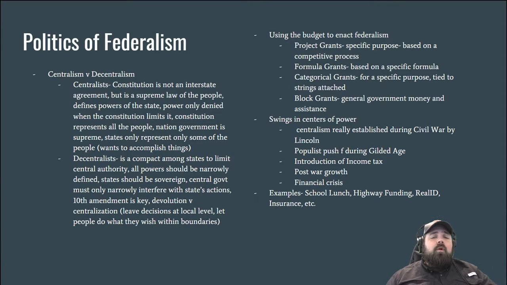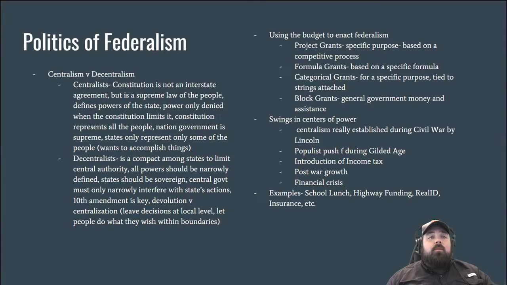There are really four major categories of grants that the federal government uses to enact its federalism. The first is what we call a project grant, which is for a specific purpose and typically has some sort of competitive process attached to it. So this is money held by the federal government, which says, we've got some projects we want you to do. We want you to make educational standards better. So you states, you compete for money, and we'll give you money if it looks like you're going to carry out our project in the best way.